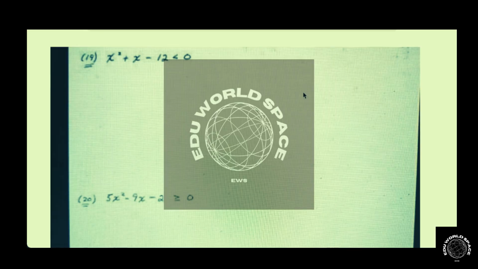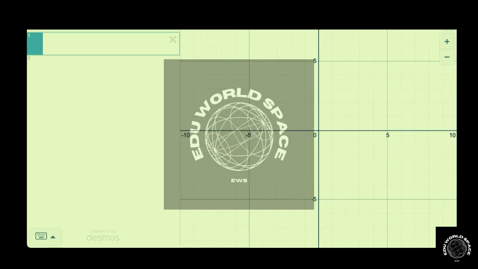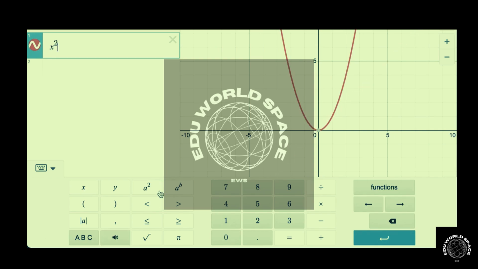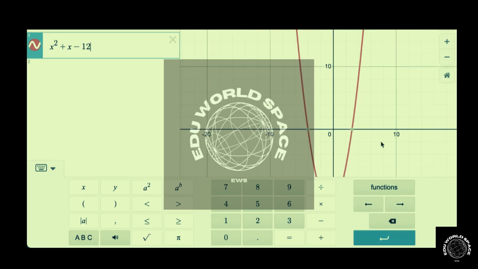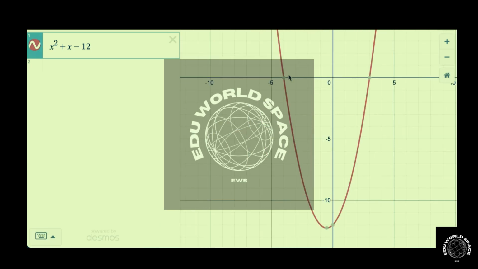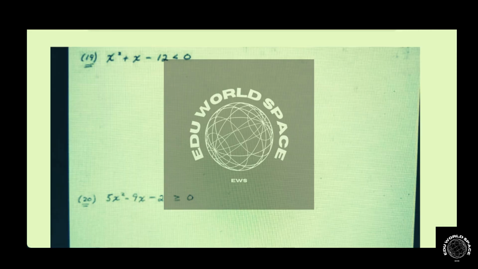Here's a couple methods for solving these inequalities. First, x squared plus x minus 12. When we are less than 0, we're in this case, based on the graph of it, between the zeros of -4 and 3. Now, you could have determined this by hand because what multiplies to -12 and adds to +1 would be +4 and -3.